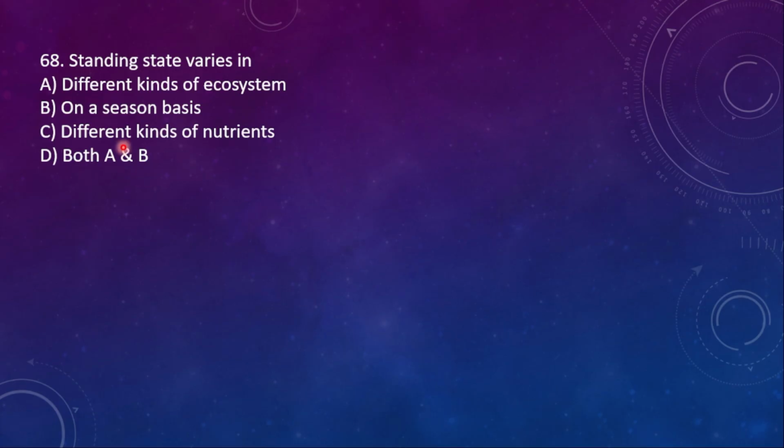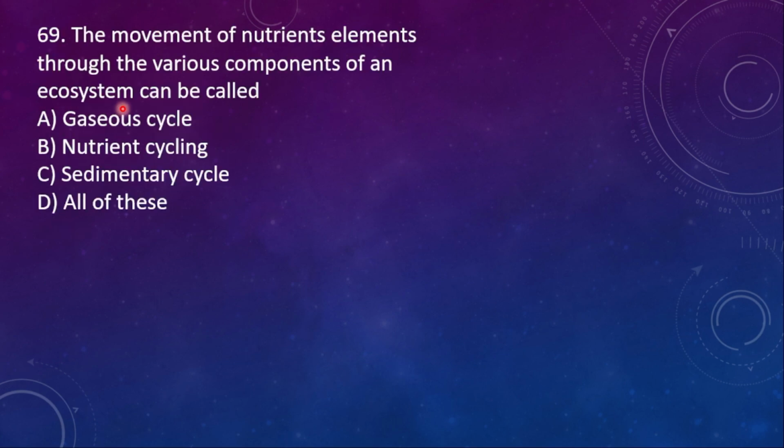Next question. 68. Standing state varies in different kinds of ecosystems on a seasonal basis, different kinds of nutrients, and then D, both A and B. Here the right option is both A and B. Next, the movement of nutrient elements through the various components of an ecosystem can be called as nutrient cycling.